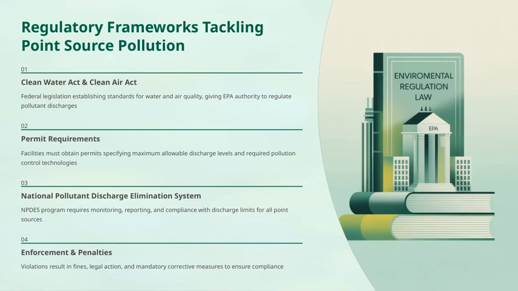Now, let's take a closer look at the regulatory frameworks that are actively tackling point source pollution. First, we have the Clean Water Act and the Clean Air Act. These are foundational pieces of federal legislation that set the standards for water and air quality across the country. They give the EPA the authority to regulate pollutant discharges, ensuring that industries and facilities meet specific environmental criteria.